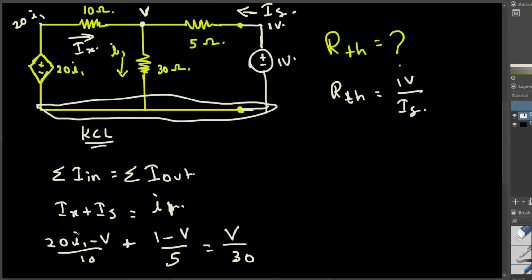Okay, here we have I1 also. For this I1, I can create an equation. I1 is V minus 0 divided by 30. So I1 is equal to V over 30. So I can replace this I1 with V over 30.